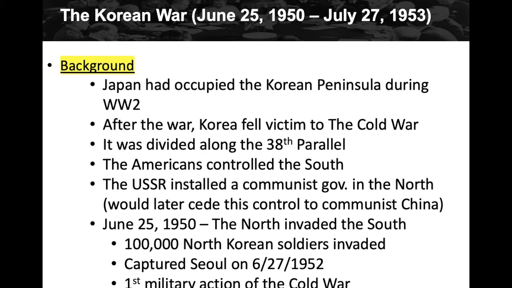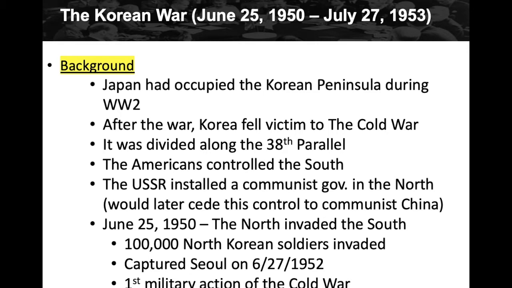And the Americans basically controlled the South, and the USSR installed a communist government in the north. Now, the USSR would be involved in this, but then also later on, they would actually cede some of their control over to China, which was communist. And the Chinese actually had Chinese soldiers fighting in the Korean War. So you have communist China also involved there.